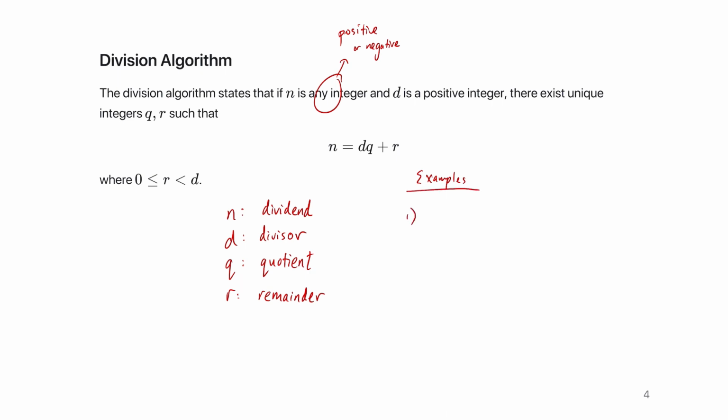So one, why don't we look at the division of, let's say, 23 by 5? Okay? So consider the division n being 23 and d being 5. Okay, what's the relationship divisor times quotient plus remainder we could write then?